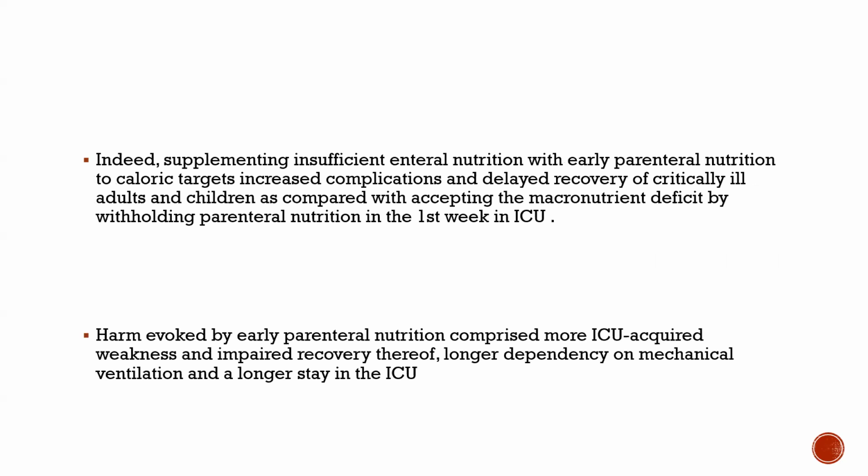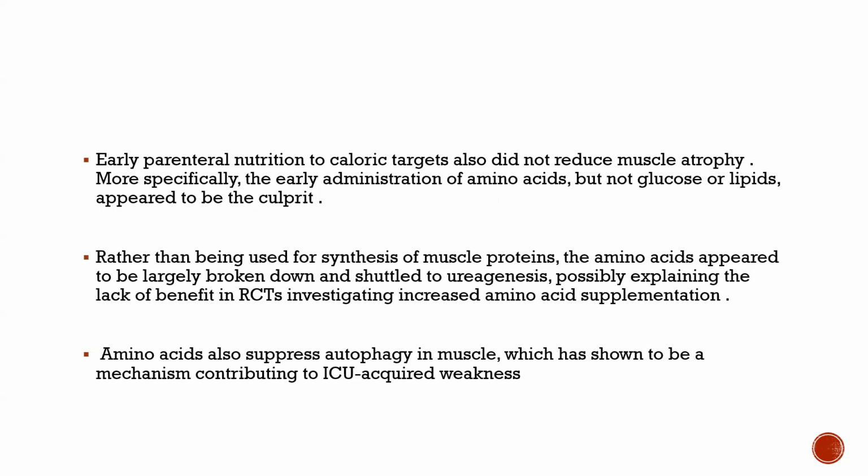Indeed, supplementing insufficient enteral nutrition with early parenteral nutrition to caloric target increases complications and delayed recovery of critically ill adults and children as compared with accepting the micronutrient deficit by withholding parenteral nutrition in the first week in ICU. Harm evoked by early parenteral nutrition includes more ICU-acquired weakness and impaired recovery, longer dependency on mechanical ventilation, and longer stay in ICU. So early parenteral nutrition to caloric targets also did not reduce muscle atrophy.